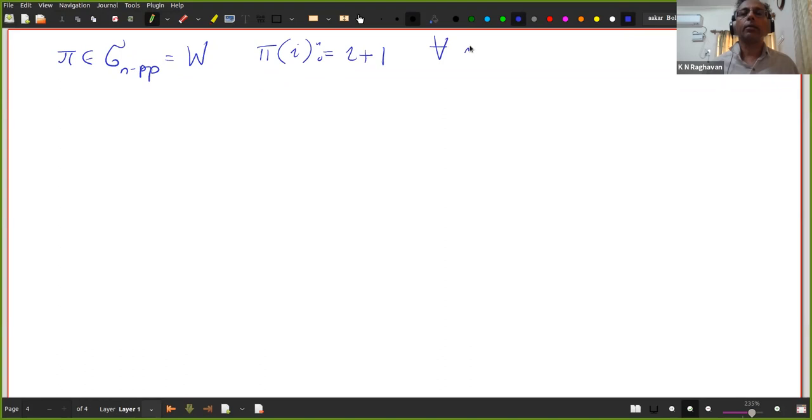Okay. Now I claim, this is not very difficult to prove, this is generated by this element and S n.